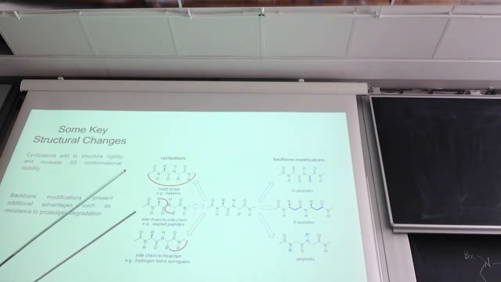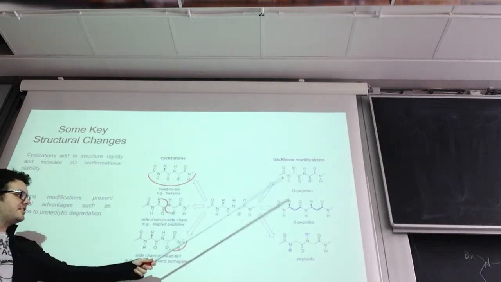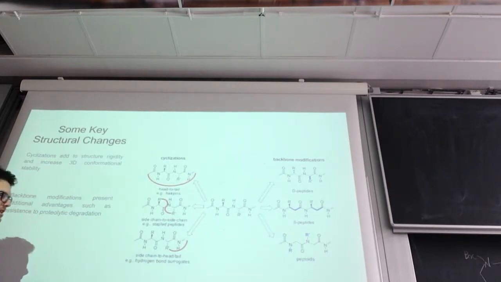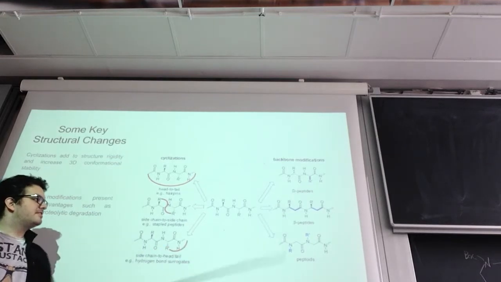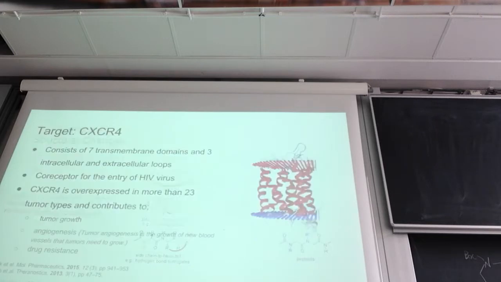And it can be linking the C termini and N termini together, or side chain linking, such as disulfide bonds between cysteine residues. And then we also have some backbone modifications using, for instance, beta peptides, which have higher conformational stability, or using D-peptides, which have higher resistance to proteolytic degradation, despite having lower conformational stability.